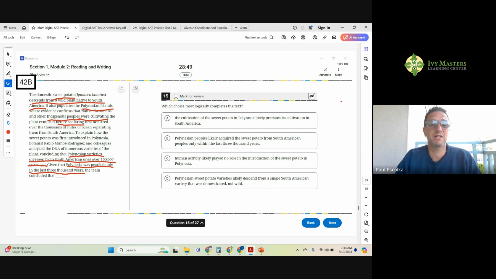So here's my prediction. I'm going to say that the wind blew the seeds from South America all the way over to the Polynesian Islands. I mean, it's got to get there somehow, right? Sounds crazy, but how else is it going to get there? Or maybe some bird flew from South America to the Polynesian Islands, and it had little seeds in its poop, and it pooped over there, and then, boom, you've got some sweet potatoes in the Polynesian Islands. So which choice most logically completes the text?